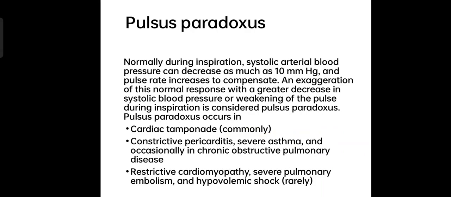Pulsus paradoxus. Normally, during inspiration, systolic arterial blood pressure can decrease as much as 10 mmHg and pulse rate increases to compensate. An exaggeration of this normal response, with a greater decrease in systolic blood pressure or weakening of the pulse during inspiration, is considered pulsus paradoxus. Pulsus paradoxus occurs in cardiac tamponade, constrictive pericarditis, severe asthma, and occasionally in chronic obstructive pulmonary disease, restrictive cardiomyopathy, severe pulmonary embolism, and hypovolemic shock too.